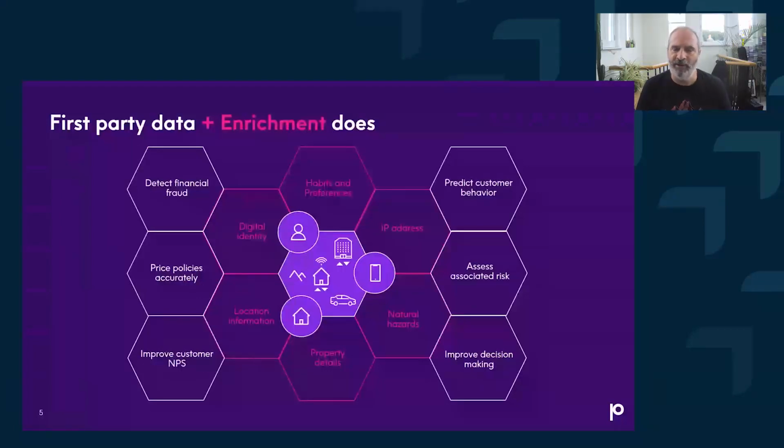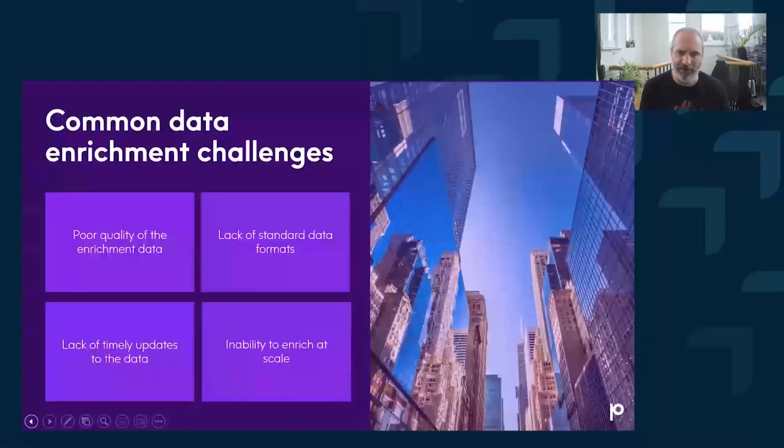And some of the common enrichment challenges you have is, first of all, the quality of data you're trying to enrich, your first party data. Is it good quality? Have you validated it? Is it organized in a way that can be understood? Simple things might be, do you have a clean address? Do you have the most up to date postcode? It's really important that you have quality within the data that you're going to enrich.